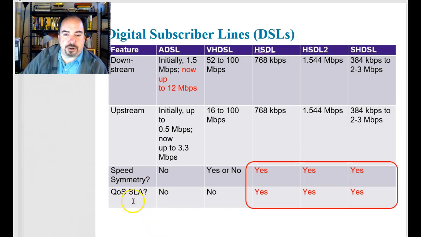And then notice this quality of service SLA. So the phone company can offer you a much better service level agreement because they control all of the equipment, so they can commit to uptime, where an internet ISP cannot do that effectively.